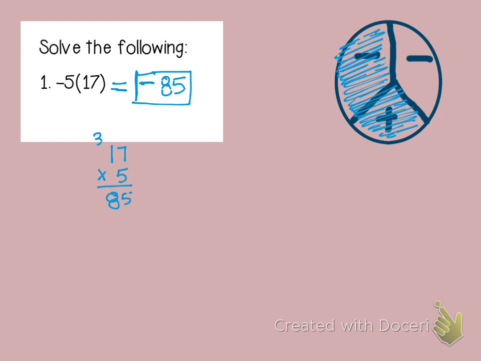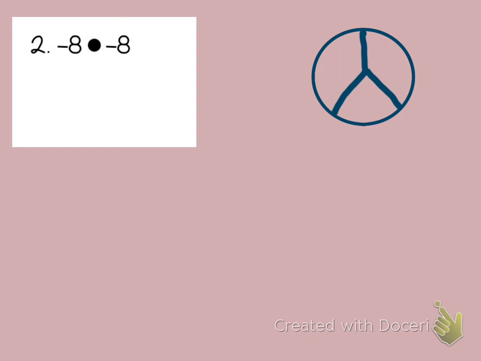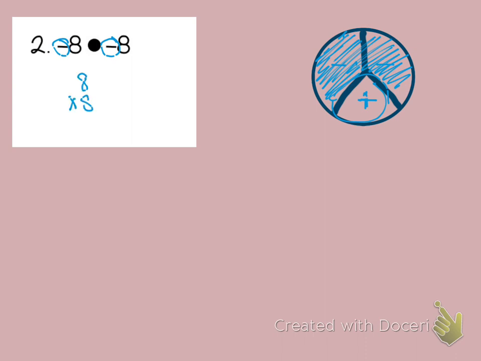Let's move to the next one. Let's draw our integer man. We have a negative right here and a negative. So negative 8 times negative 8, let's shade in our integer man. And we have a positive left over. Remember, same signs give us a positive number, and then 8 times 8 is 64. So this equals a positive 64.